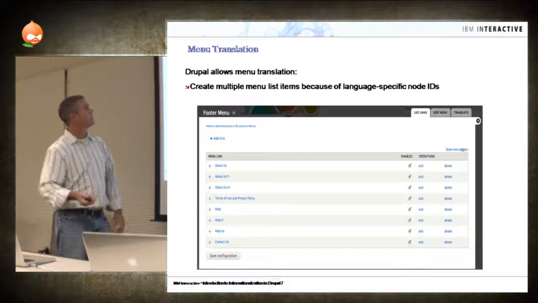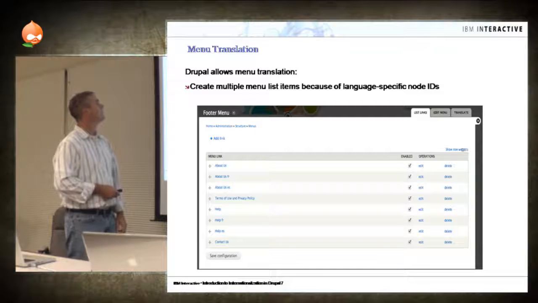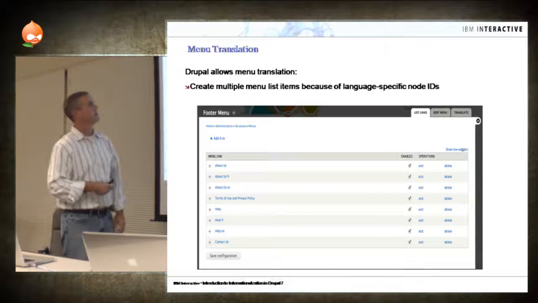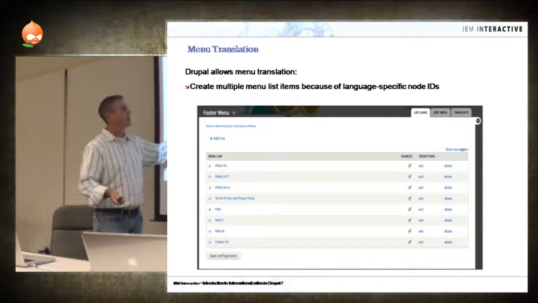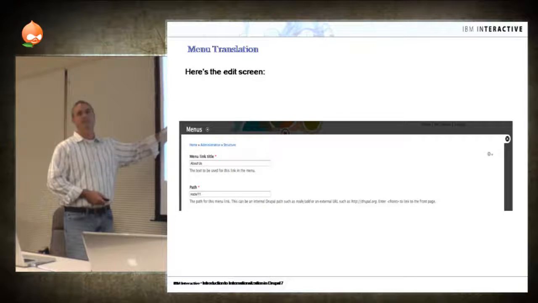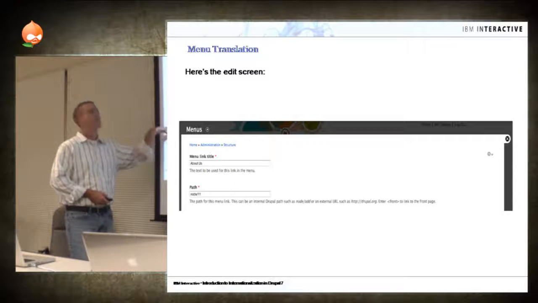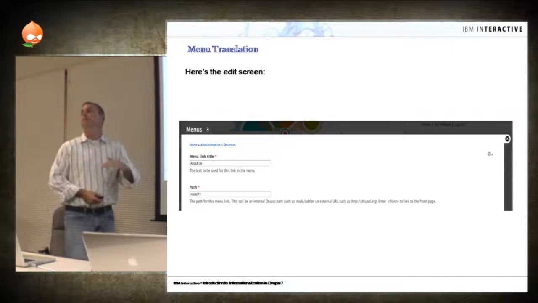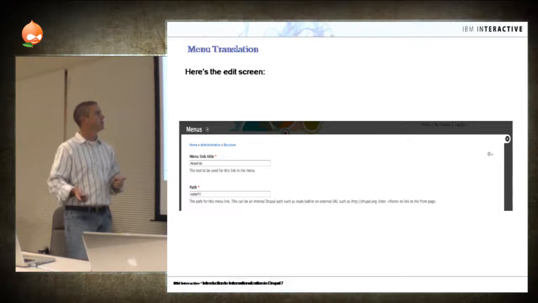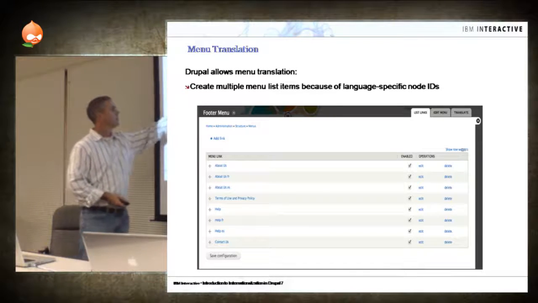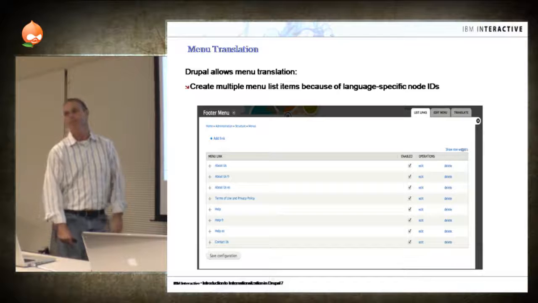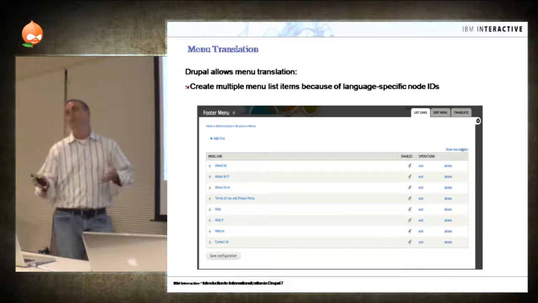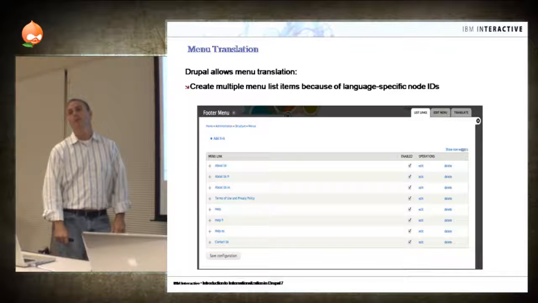And then Drupal allows menu translation as well, and this is where I had issues. You create multiple menu list items because of language-specific node IDs. When you create your menus, inside each one is your specific path, and it's set up to a node ID. With this translation type, each of your translations is a different node ID, so you can't use the same menu for all your languages. You have About Us, then you have to go create a French one and point that to your French node ID. So it is a little tedious, and if you do have a lot of menu items, it'll take a while to get that configured.